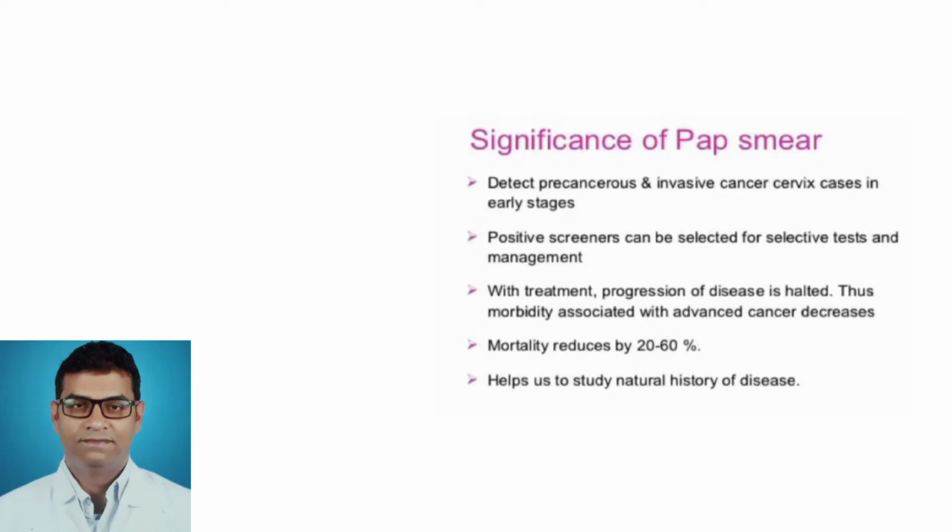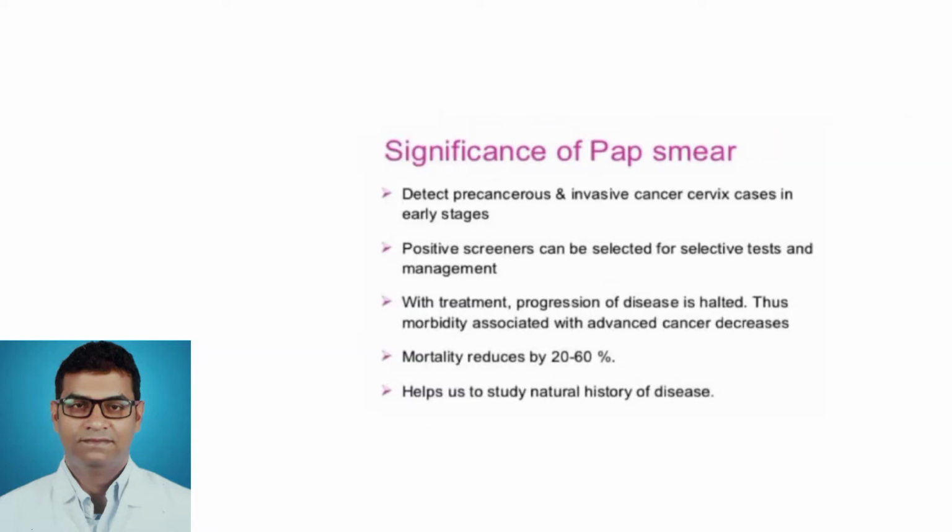Pap smear. Pap smear is used to detect the precancerous and invasive cancers of the cervix at an early stage. Positive screeners can be selected for selective tests and management. With treatment, progression of the disease is halted. Thus, morbidity associated with advanced cancer decreases.